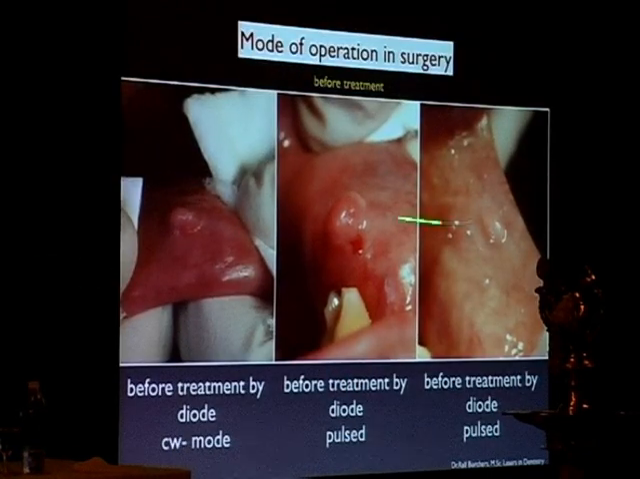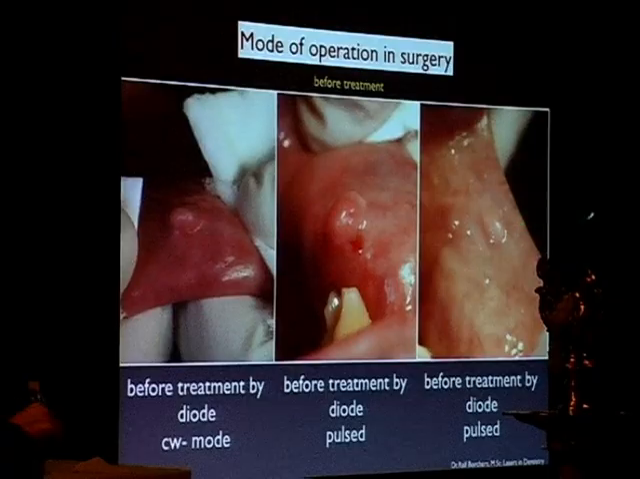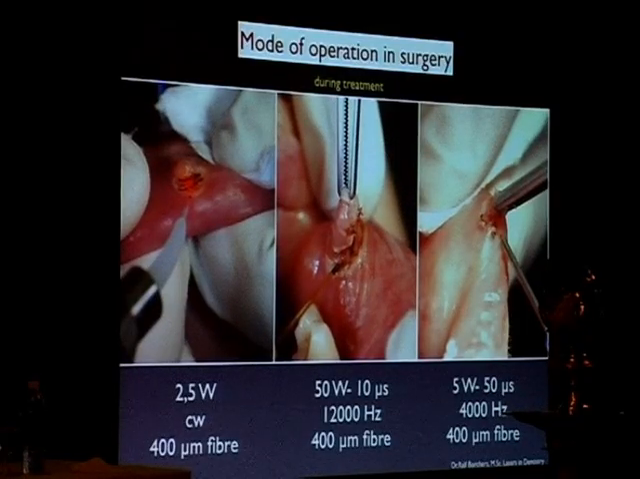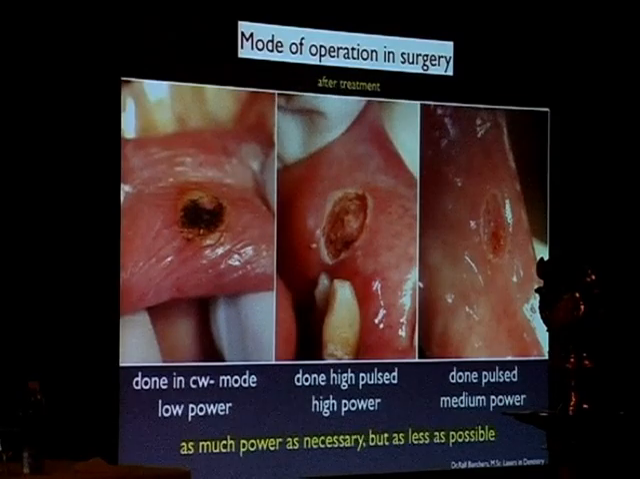This is just to compare the mode of operation. This will be treated in continuous wave mode and these two in pulse mode. So if you have only a continuous wave mode, it will work, but you have to be very careful. If you are treating too long with your laser, you will get a lot of carbonization, and a lot of carbonization is very bad. So you have to move quicker.